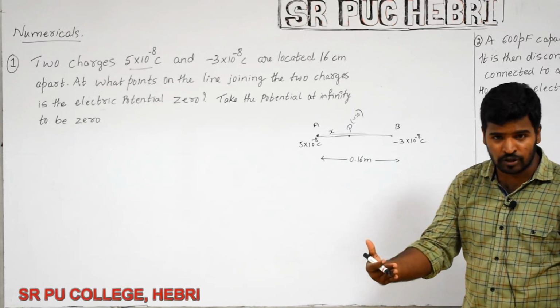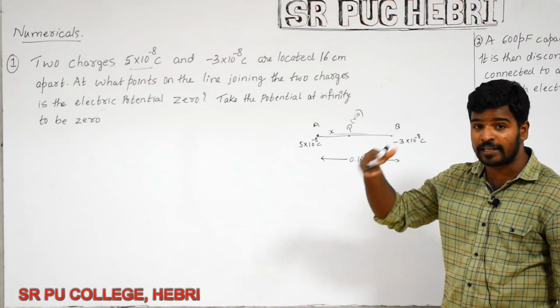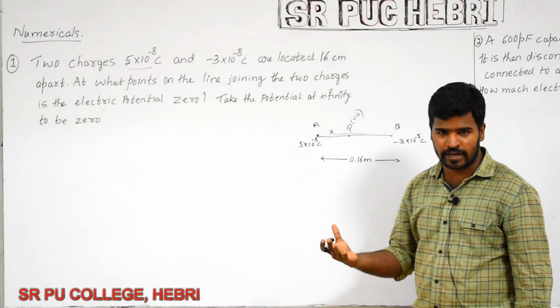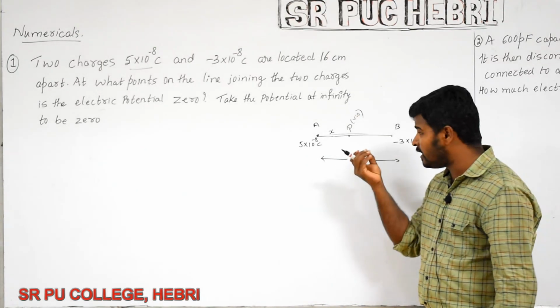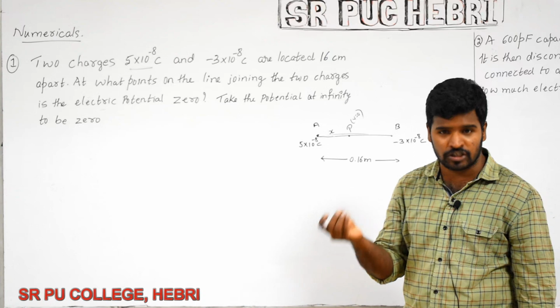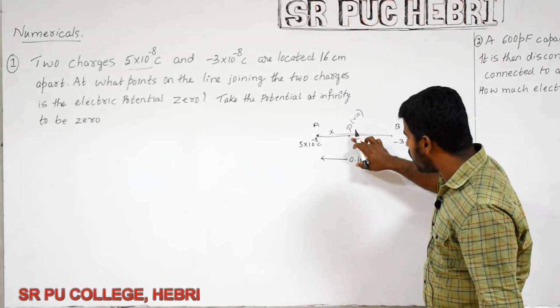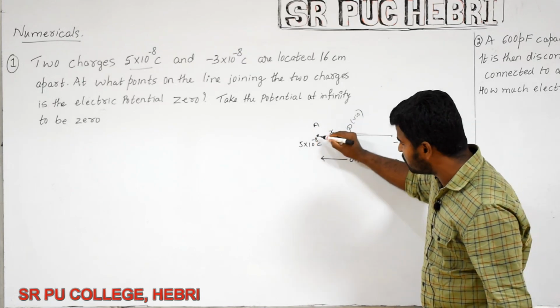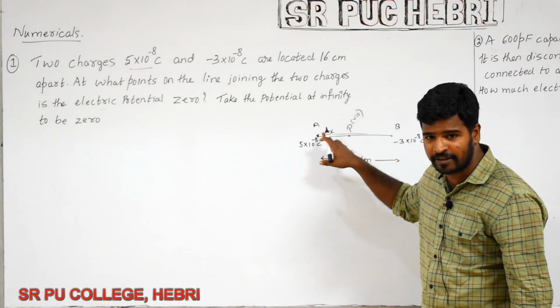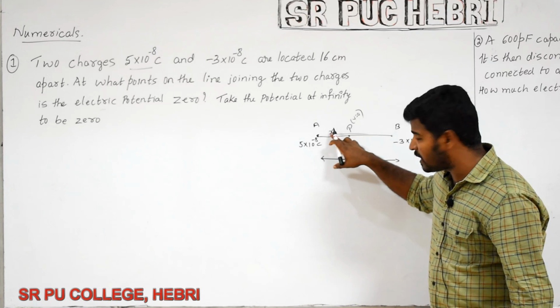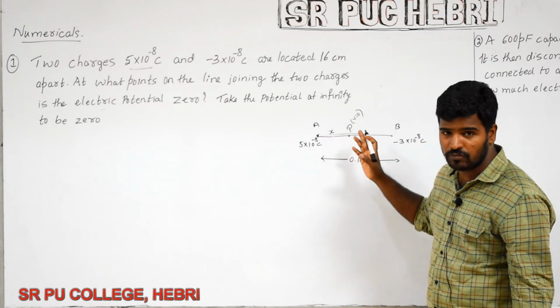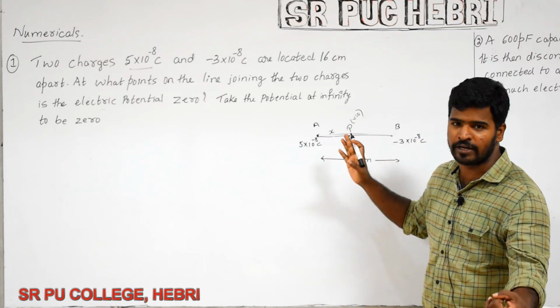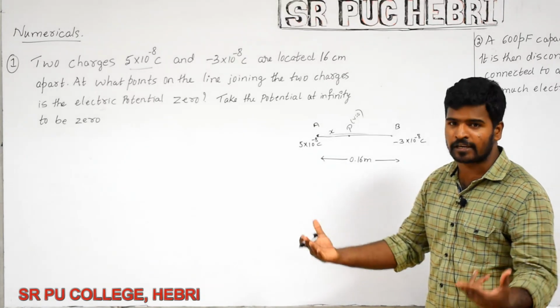We have to calculate at what points the electric potential becomes 0. Therefore, at the point P where the potential is equal to 0, the distance from the first charge, placed at the point A, is expressed by X. That distance is an unknown, which you have to calculate.